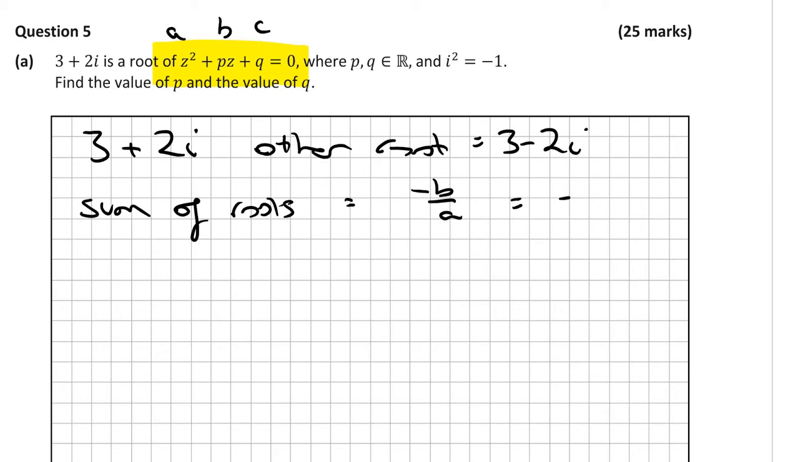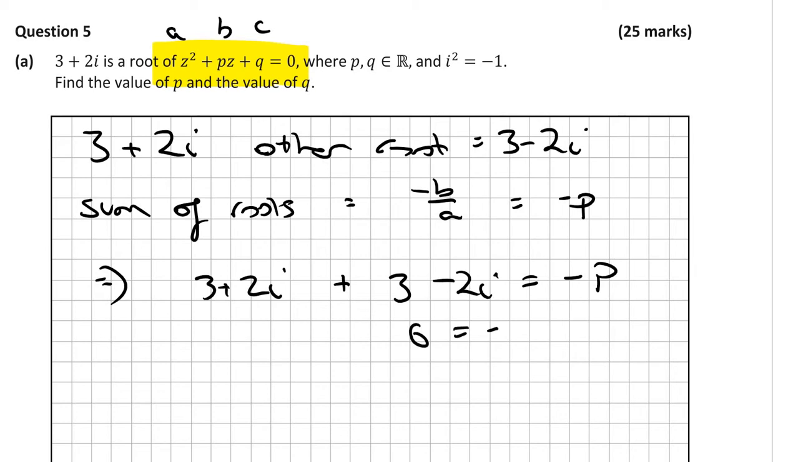In this case, it's minus p over 1, which is minus p. So therefore, 3 plus 2i plus 3 minus 2i is equal to minus p. We add those together: 6 equals minus p. Therefore, p is equal to minus 6.